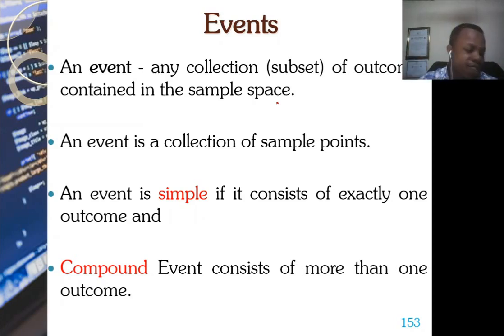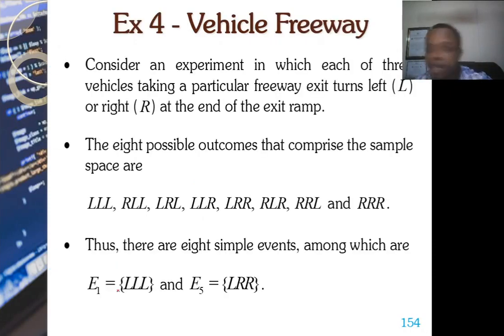Once it comes to events, we have them in two forms: the simple event as well as the compound event. A simple event consists of exactly one outcome. In cases where we have multiple outcomes, that becomes our compound event. So remember, the simple event only consists of one outcome, but a compound event has more than one outcome. So let's take a look at an example demonstrating these types of events.